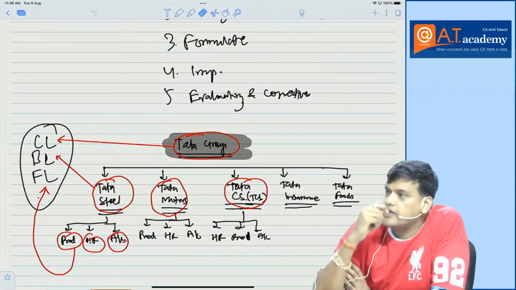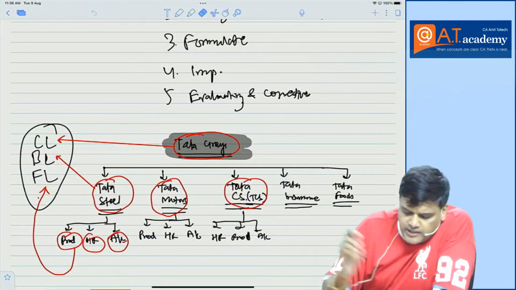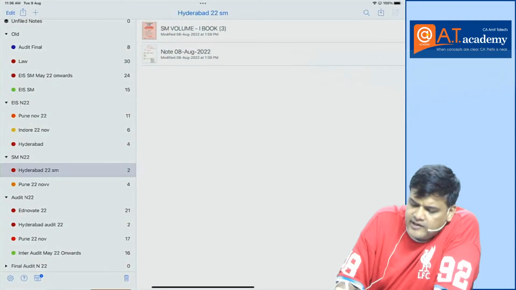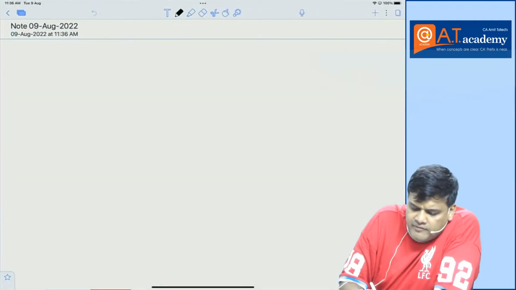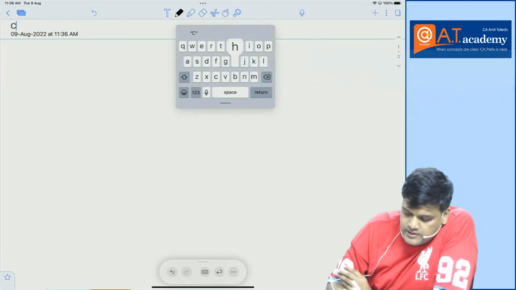So the first chapter is about the introduction of strategic management. Chapter 1 will be divided into how many parts? Chapter 1 will be divided in total. This is chapter 1.